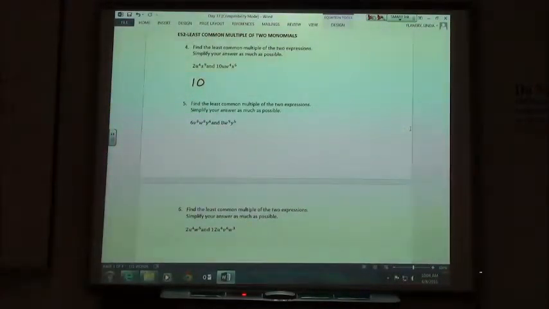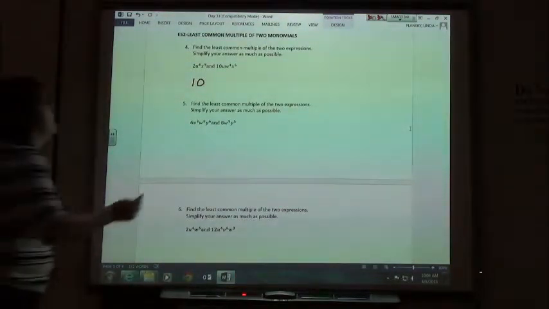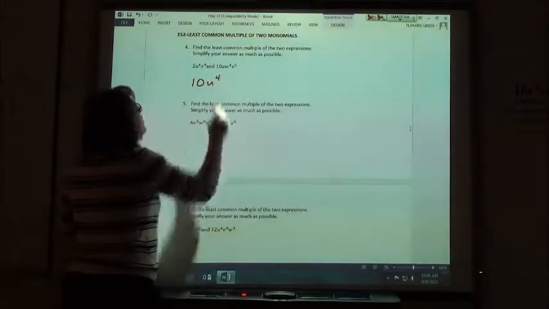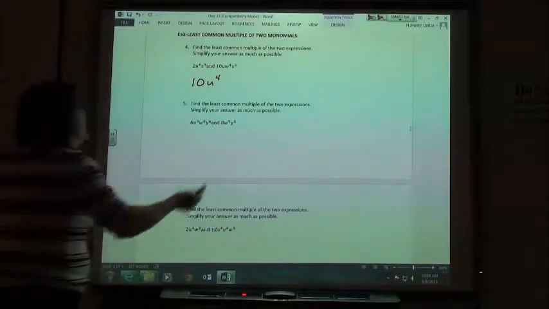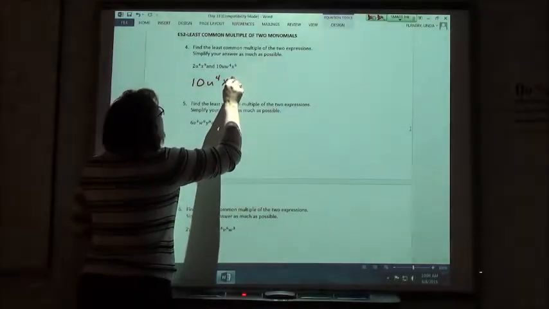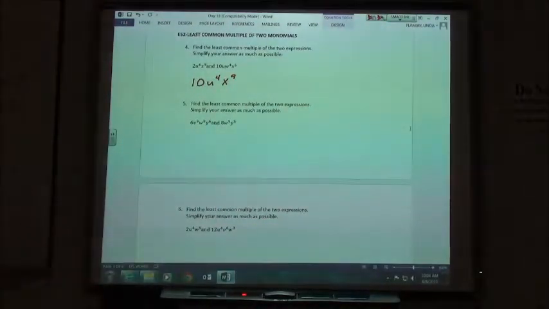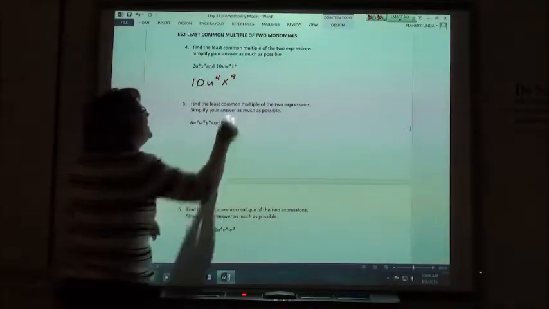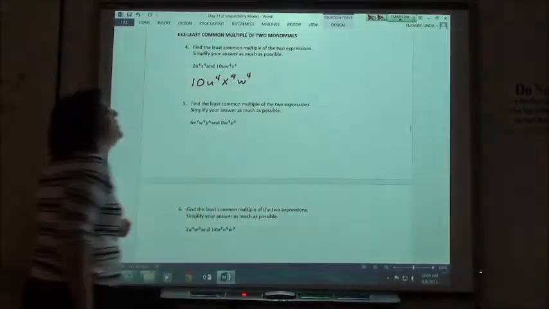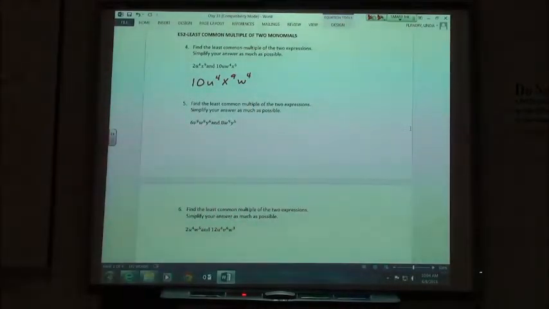Then I look at my variables. I've got a variable of u. If I have u to the fourth and a u, I would use u to the fourth because that's the higher one. I've got x's. I've got x to the ninth and x to the fifth. X to the ninth. And I also have a w to the fourth. Just like on those previous ones, you have to use every variable. So even though there's none here, there's 4 here, and 4 is bigger than 0. So I'm going to use the w to the fourth. So my least common multiple: 10 u to the fourth, x to the ninth, w to the fourth.